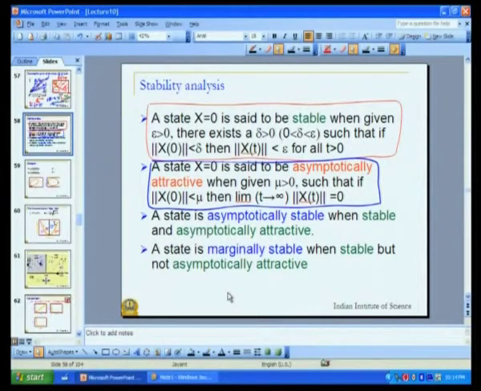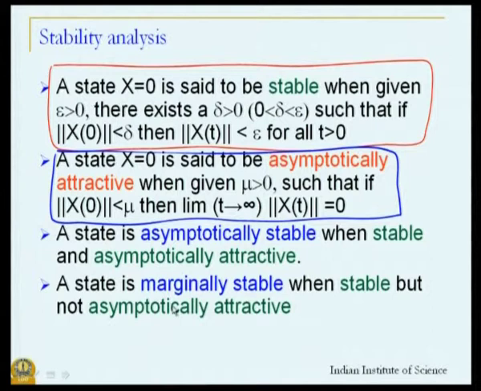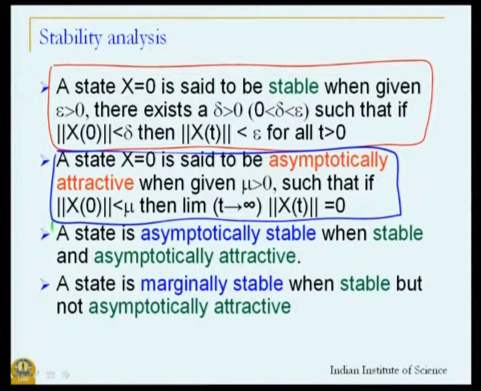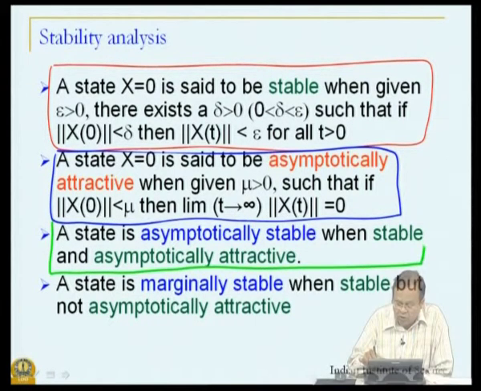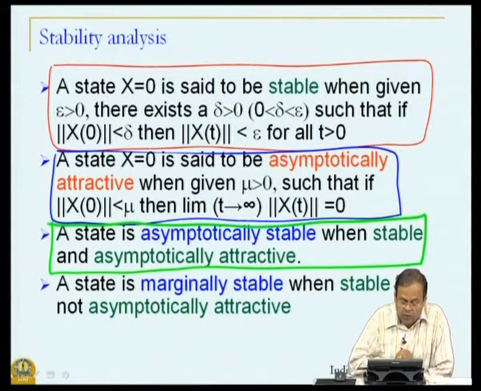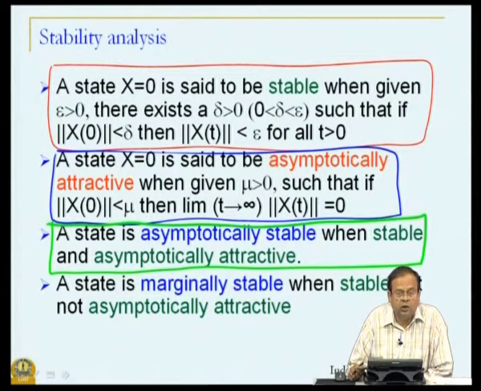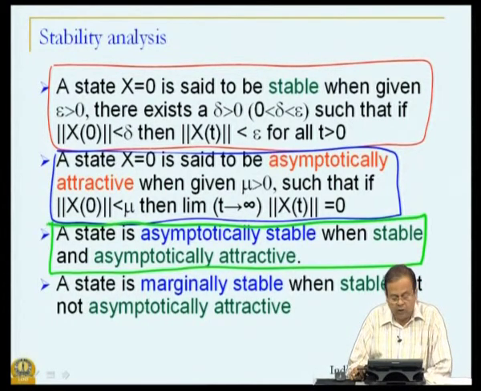Now comes the definition of our asymptotically stable steady state, which says that a steady state is said to be asymptotically stable when it is stable and asymptotically attractive. Now, a state is said to be marginally stable when it is stable, but not asymptotically attractive.